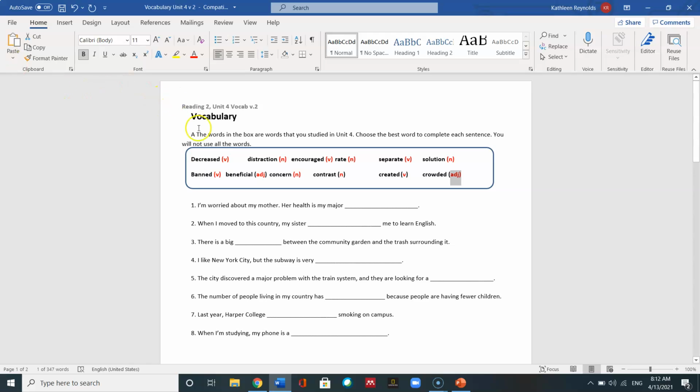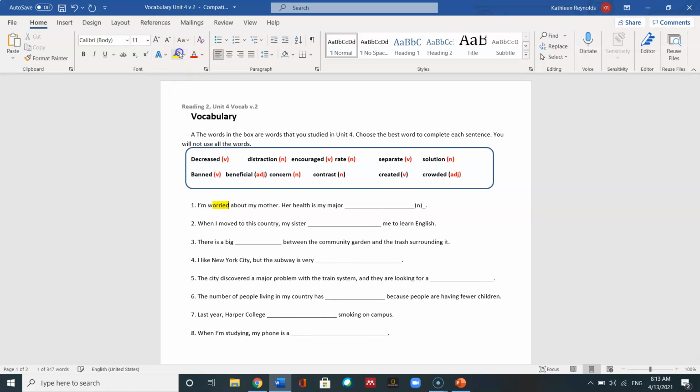Number one, I'm worried about my mother. Her health is my major blank. So here we have my, which tells us that we need a noun. Is major a noun? No, major is an adjective. So that means that in this space, we're going to need a noun. Okay, you don't have to mark a noun, but this is sort of the mental thought process I want you to go with. You also see in this sentence the word worried.